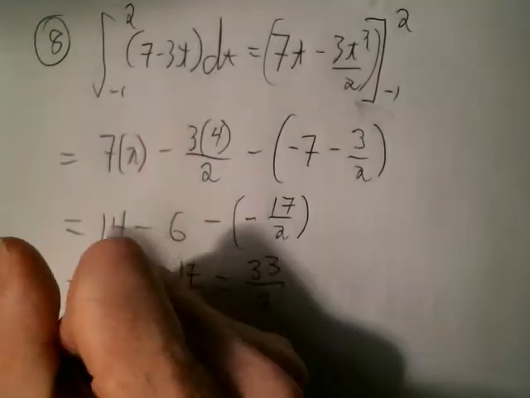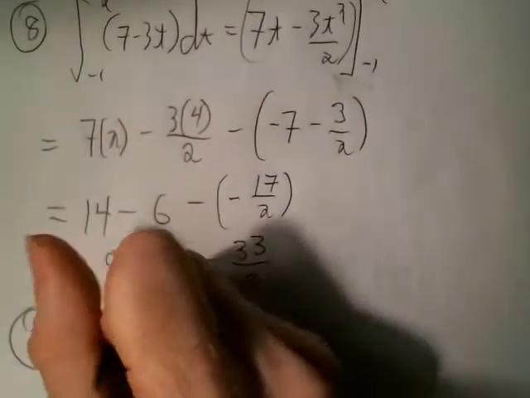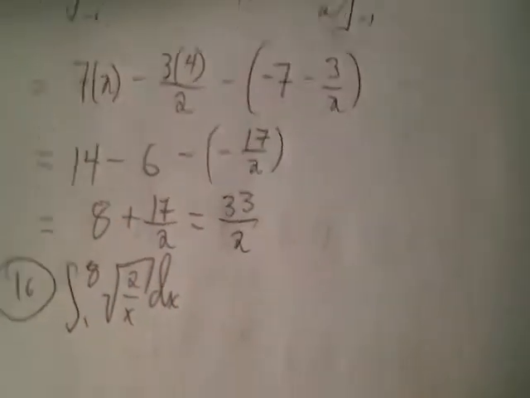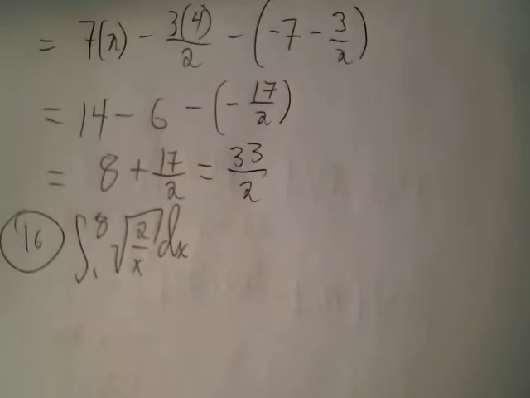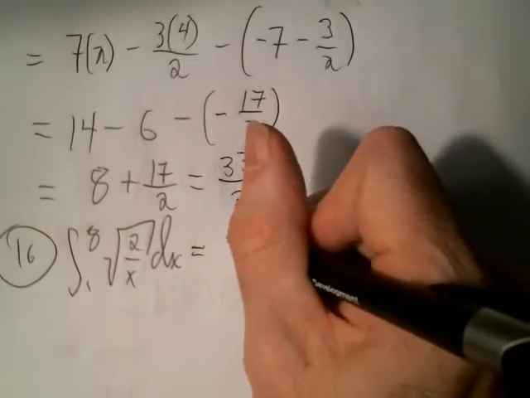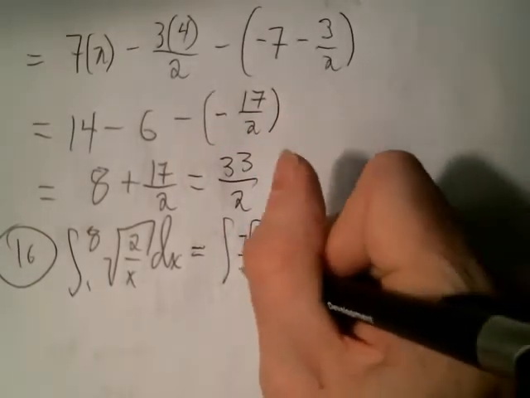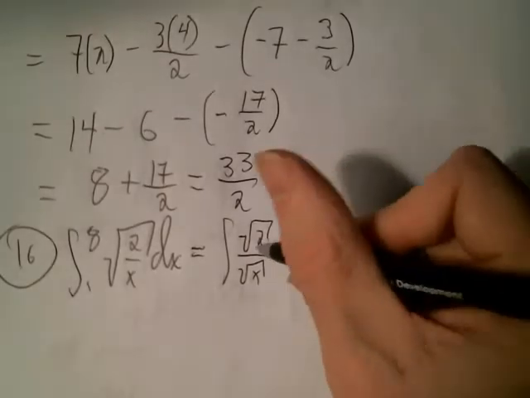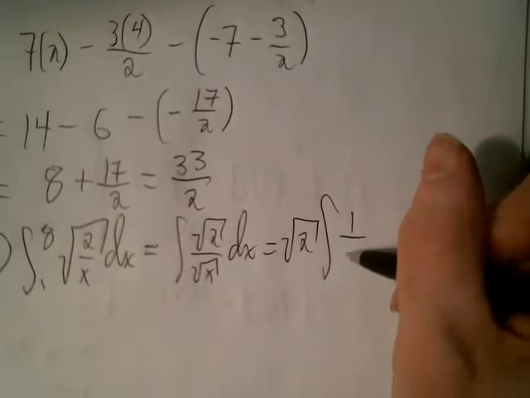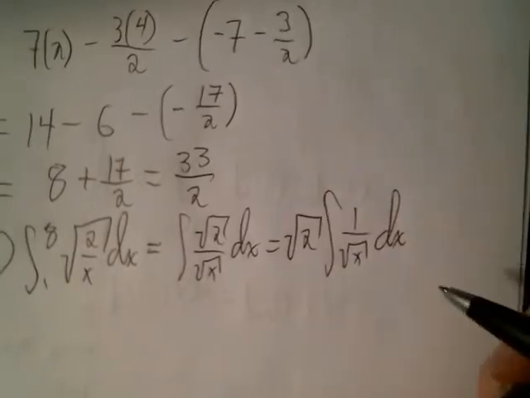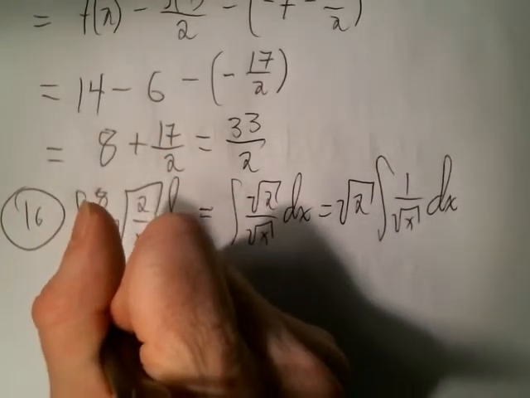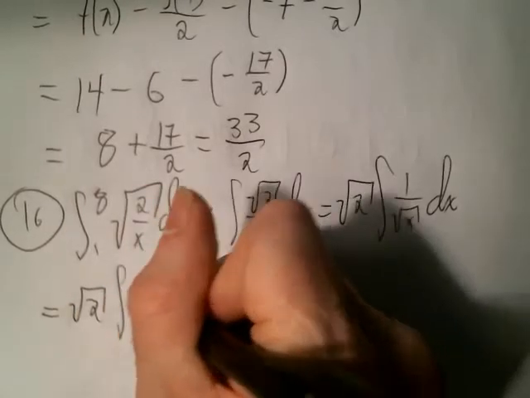So number 16, we have the integral from 1 to 8 of the square root of 2 over x dx. And so I need the antiderivative. This is all 5.1 stuff, really, in the beginning. I'm going to rewrite this as the integral of root 2 over root x times dx. And then you can factor out the root 2. It's just a constant, so root 2 times the integral of 1 all over root x dx. And I want to integrate using the power rule, hopefully, so I rewrite 1 over root x as x to the negative 1/2.